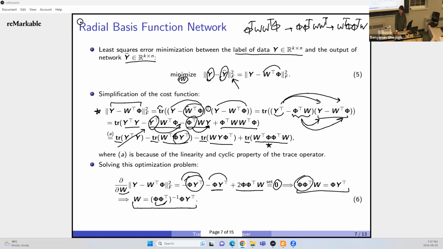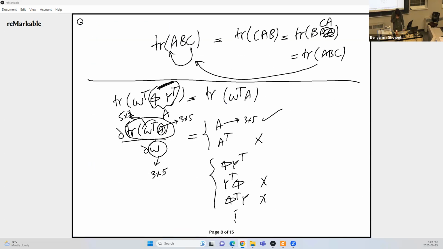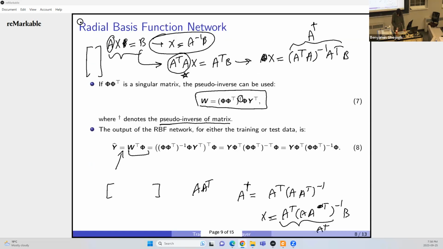What were we minimizing? The difference between W and Y transpose phi. So Y hat is supposed to be W transpose phi, which is exactly equation 4, right? And I'm trying to minimize the distance of this with the actual labels. So I can use it, and then I replace W with equation 7.